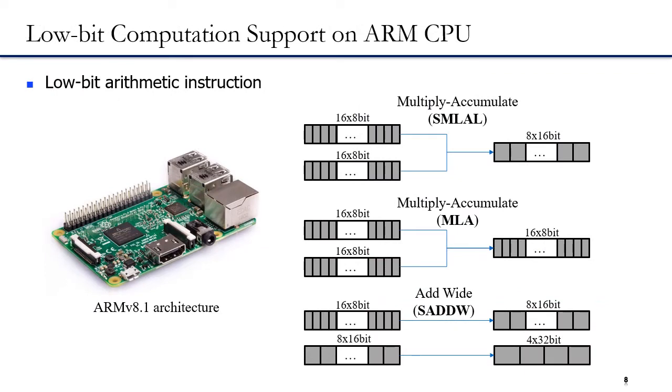Convolution layers use many multiply accumulate operations. For ARM v8.1 architecture, the existing low-bit multiply accumulate instructions are 8-bit SMLAL and MLA instructions. These two instructions both take in 8-bit input data, but generate 16-bit and 8-bit output, respectively. And the SADDW instruction can accumulate low-bit data to higher-bit data.